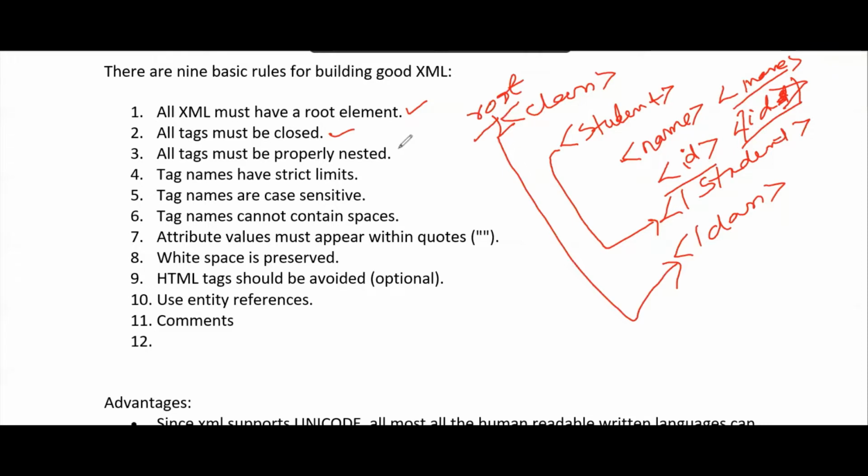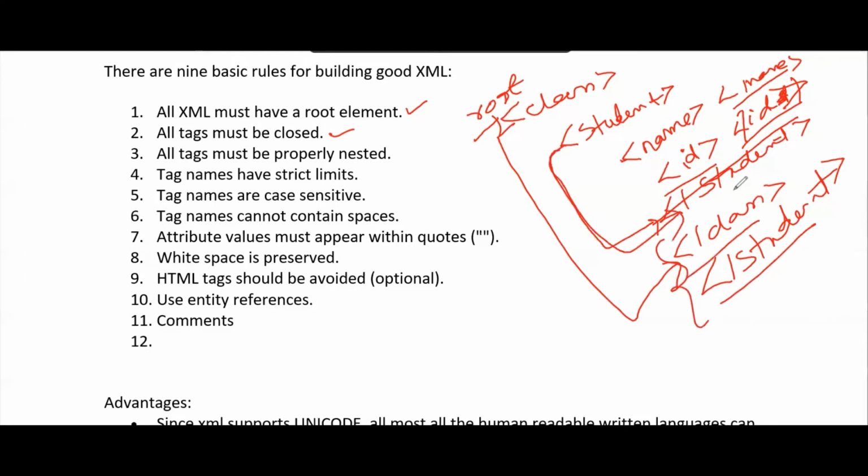The next rule is that all tags must be properly nested. For example, you should not give class and then give student over here. This will be wrong, because the class over here is the outermost tag, and inside it you have the student tag. So this kind of nesting will be wrong. I need to close the student first and then the class tag later. So all tags must be properly nested.